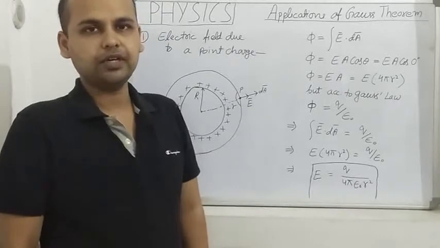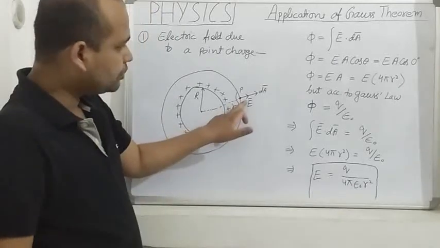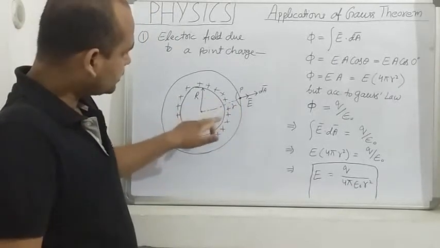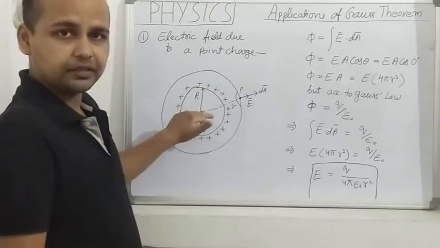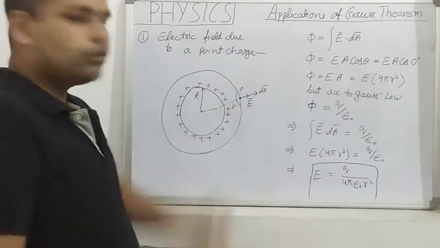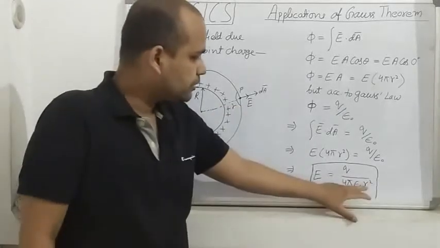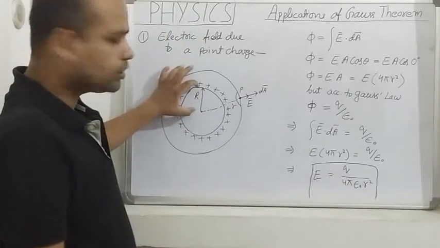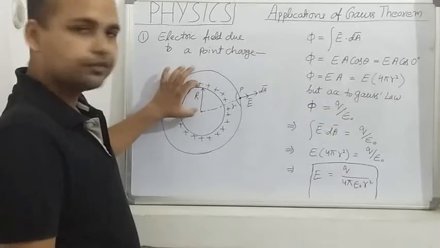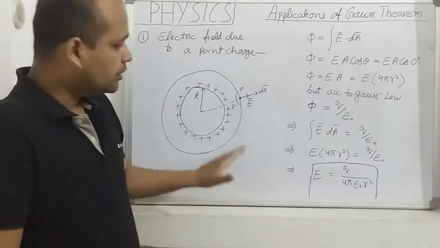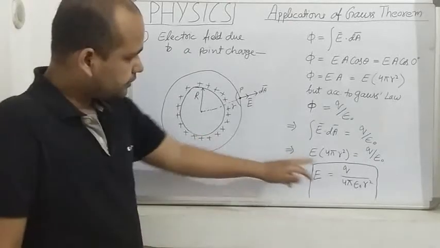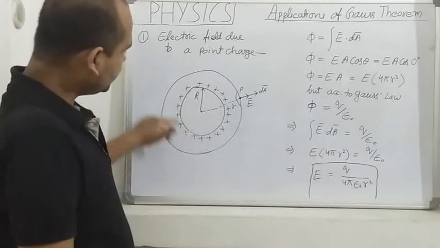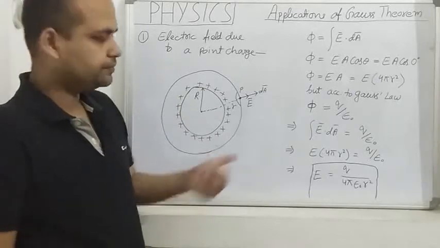Now if the point P was situated on the surface of the spherical shell, then what would have happened? Then only a small change will be there. In place of small r, we'll write capital R, the radius of the spherical shell. All other things will be the same. Note here that Q is the total charge of the spherical shell. Is that clear?